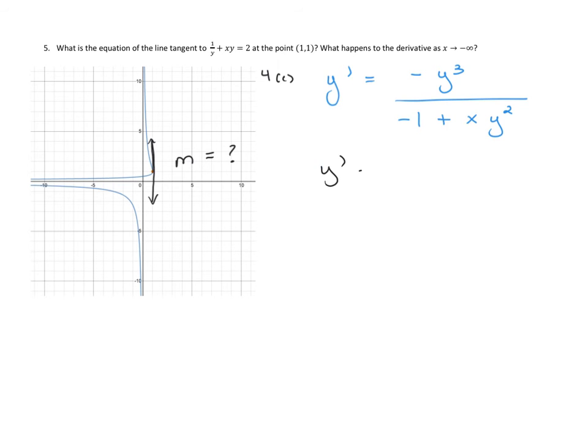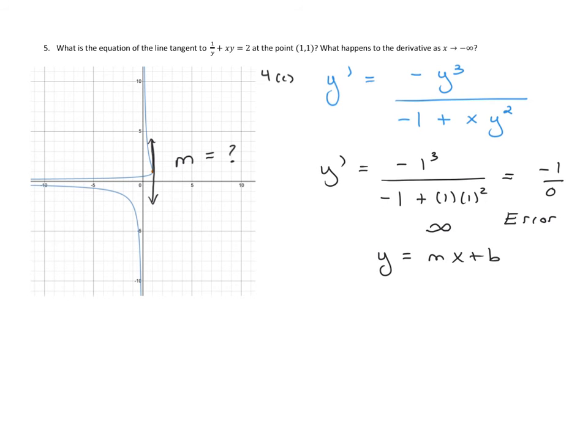If you try to put that information into this equation, you would get negative 1 cubed over negative 1 plus 1 times 1 squared. This is negative 1 over 0, and this is an error. In fact, you could think of this as something becoming infinite if you divide by 0. You cannot write a vertical line like this of the form y is equal to mx plus b. Can't be done. So you can't do that for this problem. It's no good. However, this is a line, and it does have an equation in the xy plane.